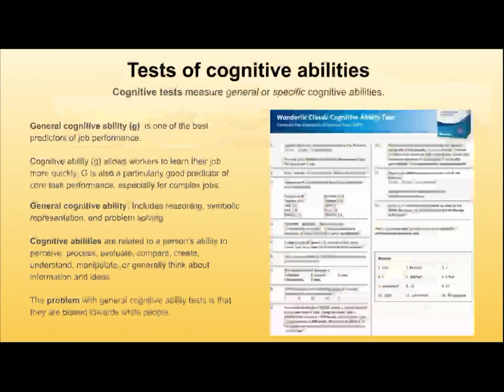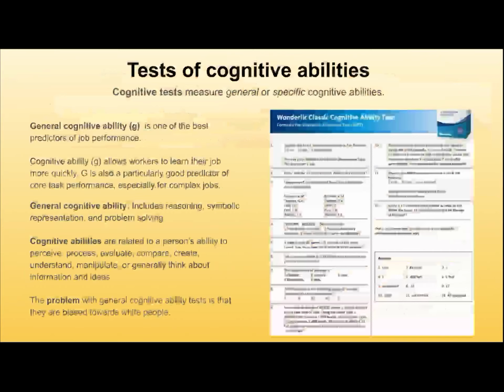We'll now discuss tests of cognitive abilities, and then we'll go on to the non-cognitive tests. So remember that cognitive tests measure your cognitive abilities, either your general cognitive abilities, your intelligence, or specific cognitive abilities. General cognitive abilities, which are basically your general intelligence, can be called G. They're known by lowercase letter g.